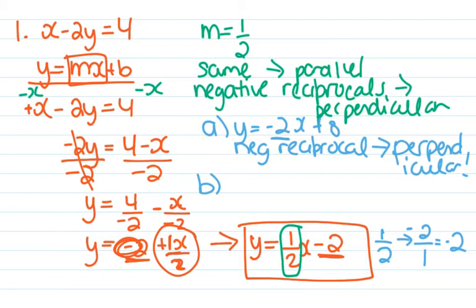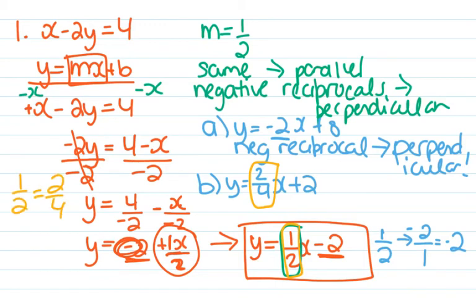All right, B, y equals 2/4 x plus 2. How is 2/4 related to 1/2? It's the same fraction, just it hasn't been reduced. Therefore, those slopes are the same. Okay? They equal the same thing. 1 divided by 2 equals 0.5. 2 divided by 4 equals 0.5. Those are the same things. They're the same slope. So these are parallel.